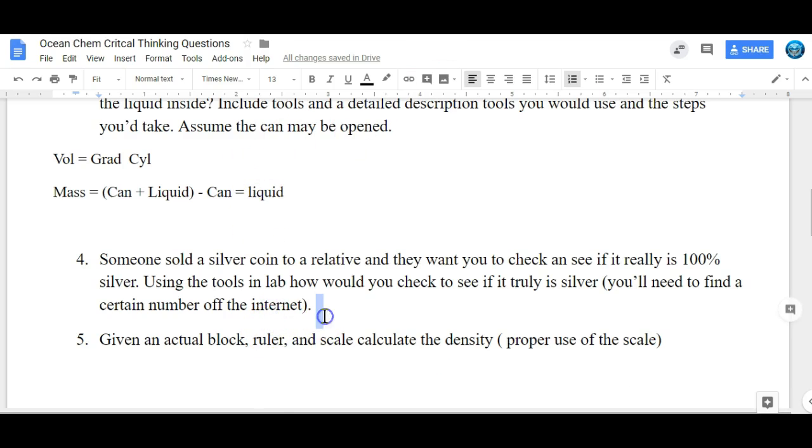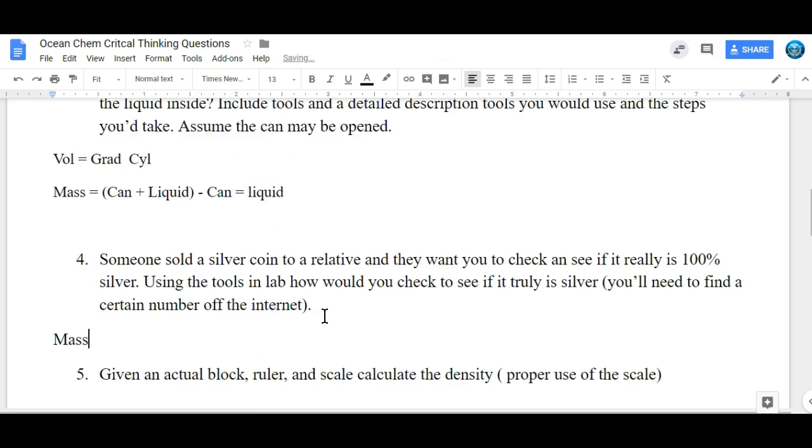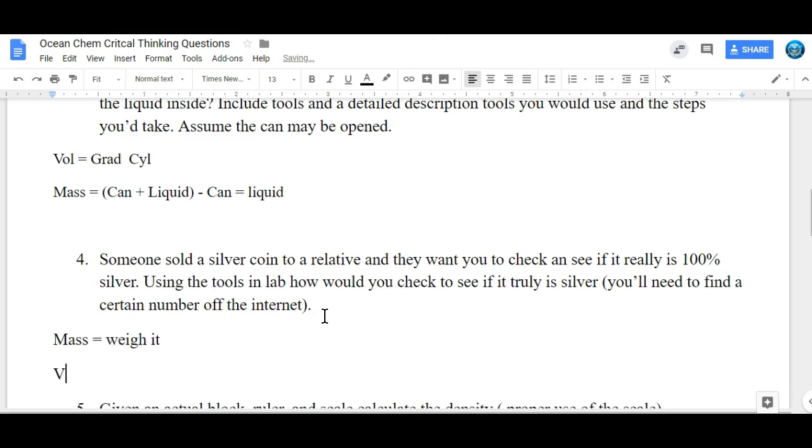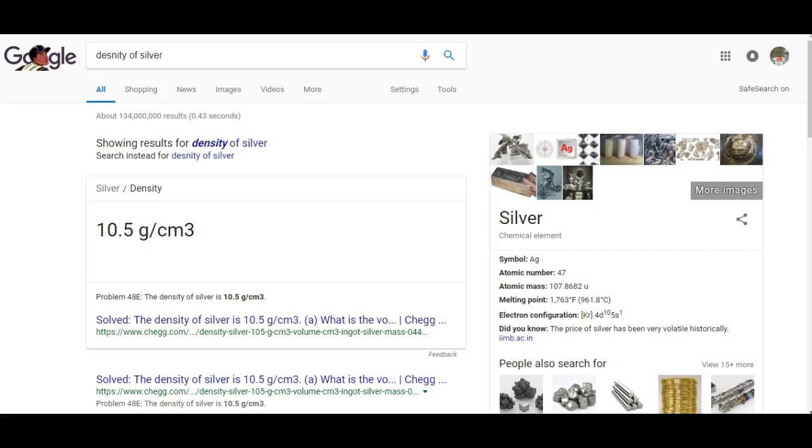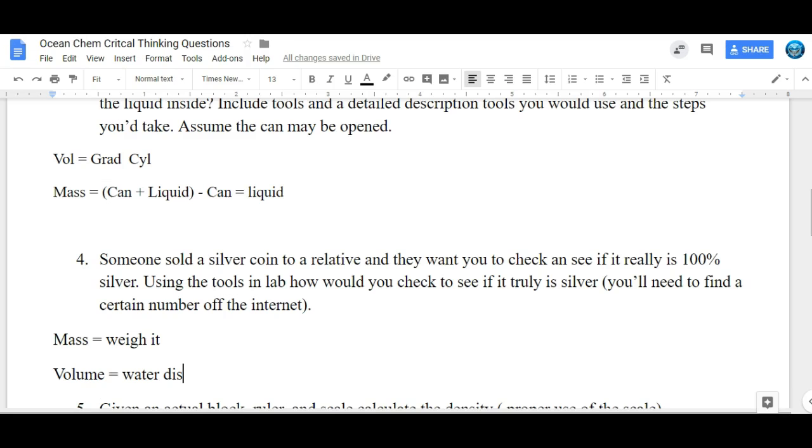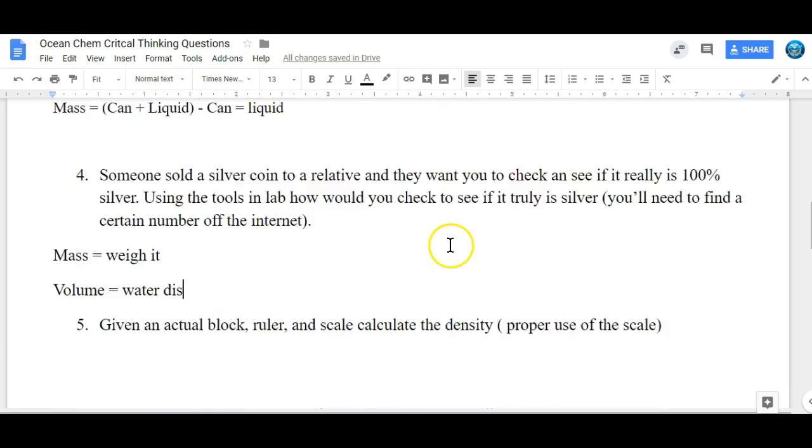So how do you figure out if your coin is in fact silver? Well, pretty simple. The first part is easy. Mass, well, go weigh it. What about volume? It's not a cube, so you use water displacement. Take mass divided by volume. If it equals 10.5, you got a silver coin. If it doesn't, you don't have a silver coin.